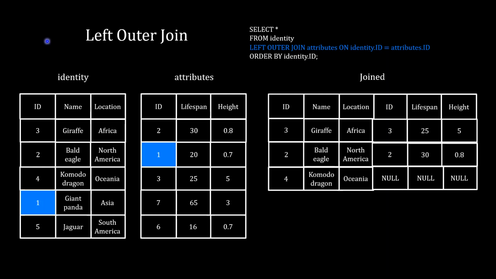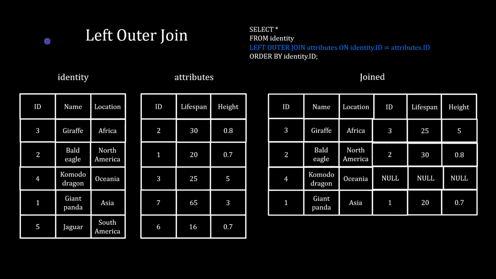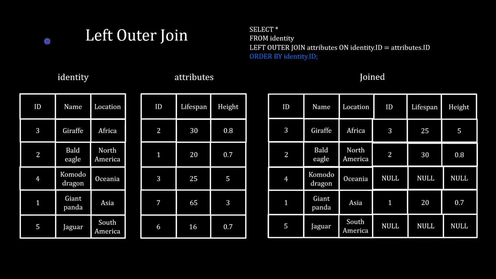We're then going to be moving down in the identity table, and we can see that the ID number 1 matches to the ID number 1 in the attributes table, so we're going to be combining those two records. And then we get to the ID number 5 in the identity table, and we can see that this doesn't match any of the IDs in the attributes table. So we're just going to be using the record from the identity table because there is no record that we could be using from the attributes table because there is no link and there is no ID number 5 in the attributes table, so that's going to be null. And as before, I'm going to use the order by clause to neaten everything up. So the IDs will go from 1 to 5.